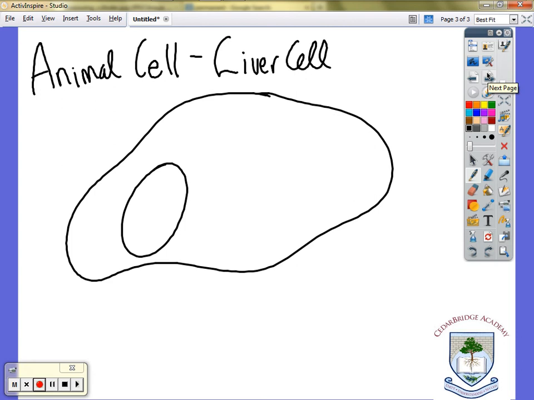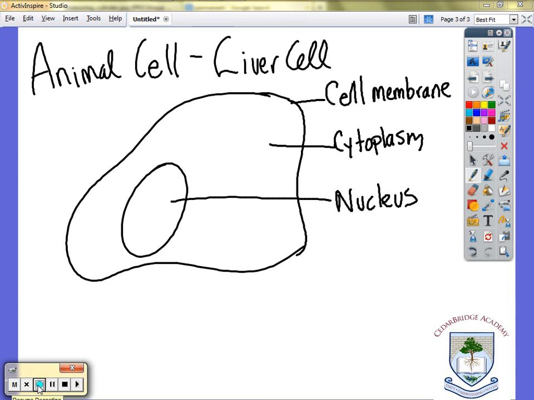Your animal cell, your typical one, looks a bit like that. Okay? And once we add some labels, you end up with that. So clearly animals are simpler than plants for the most part. So animal cells, basic ones, have a cell membrane, they are filled with cytoplasm, and they have a nucleus.